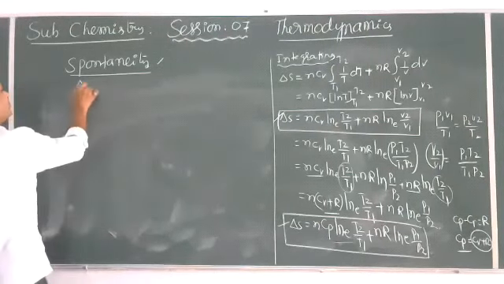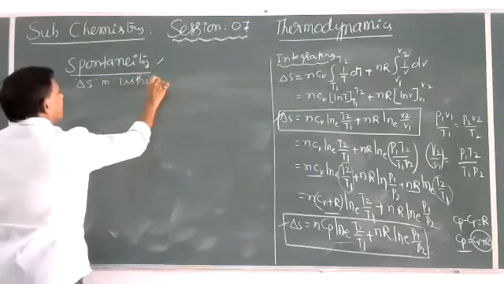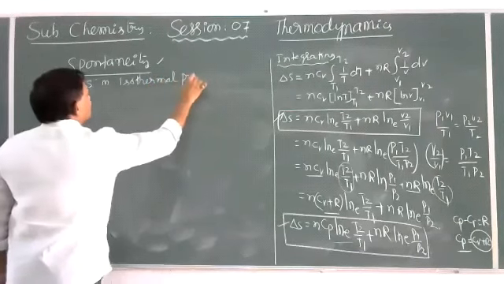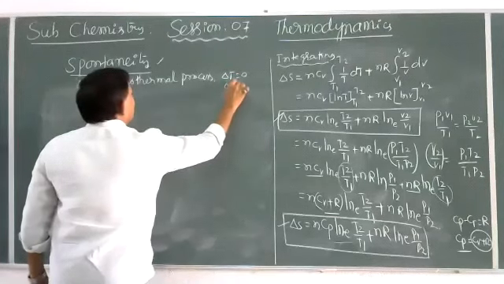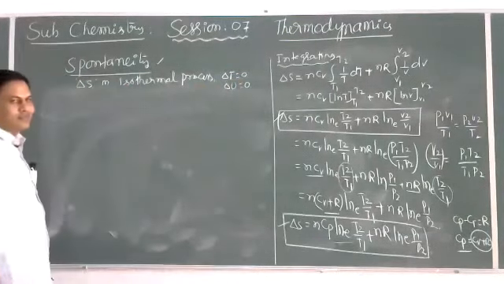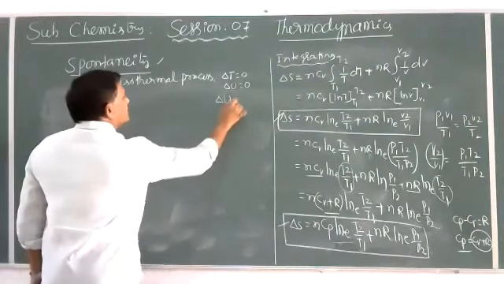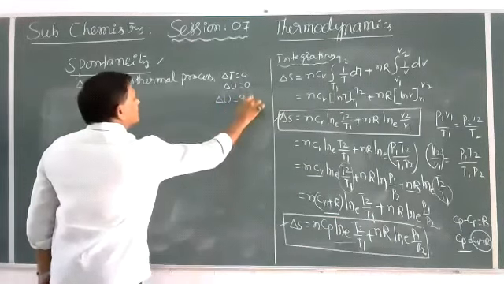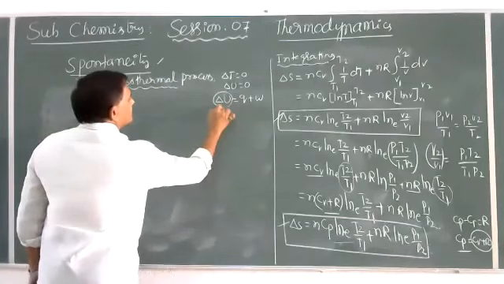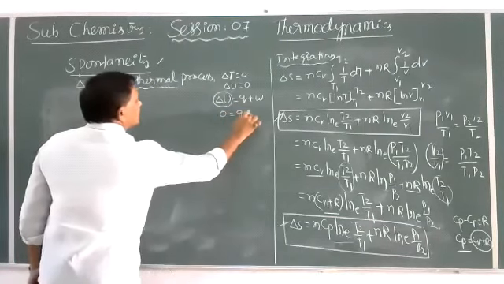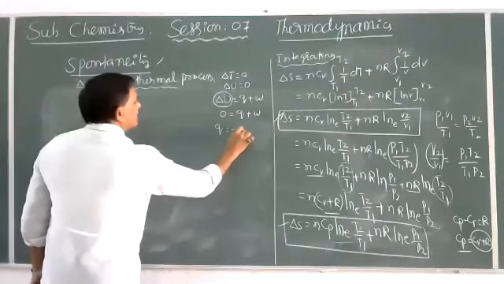So, the change in entropy in an isothermal process. Isothermal process means delta T is equal to 0, and delta U is equal to 0. We already know the first law of thermodynamics: delta U is equal to Q plus W. In an isothermal process, this value is equal to 0. That's why 0 is equal to Q plus W. Now here Q is equal to minus W.